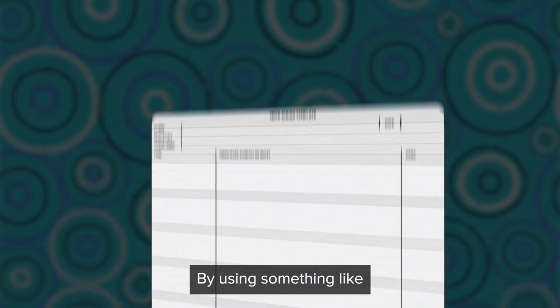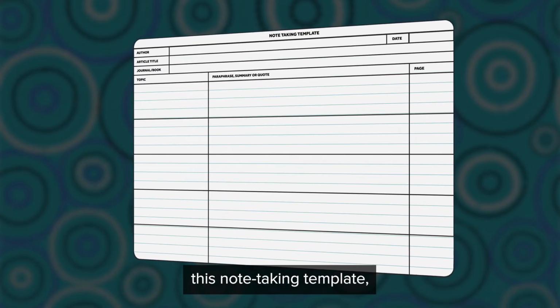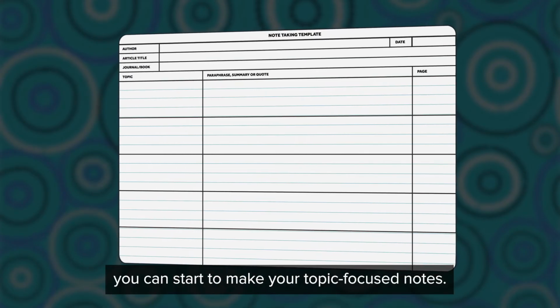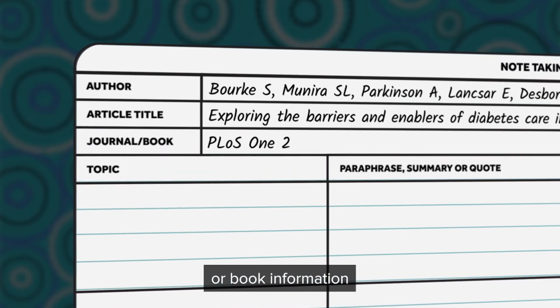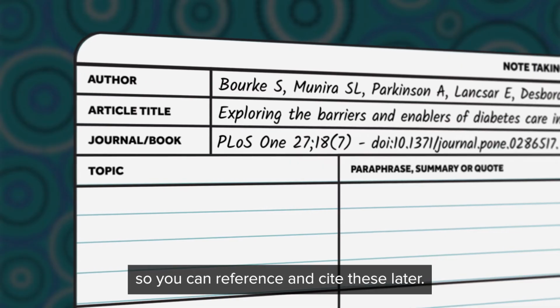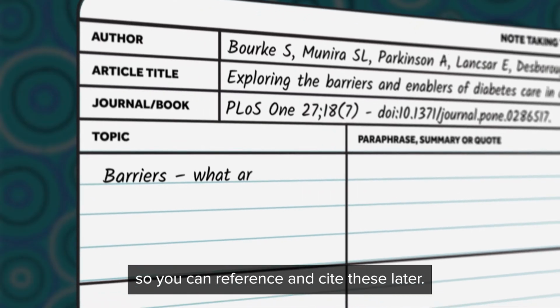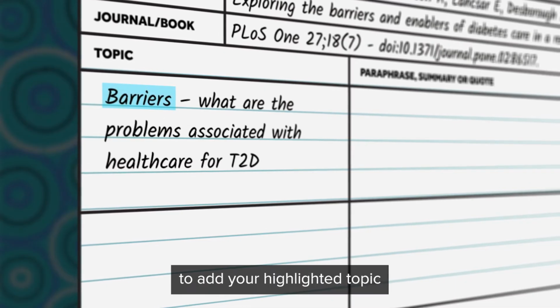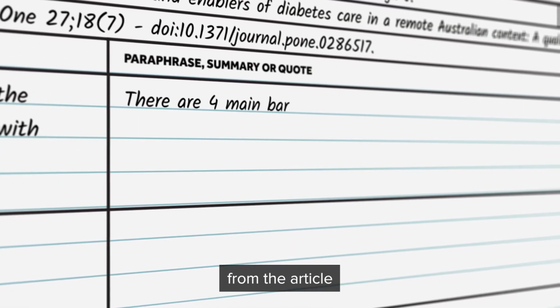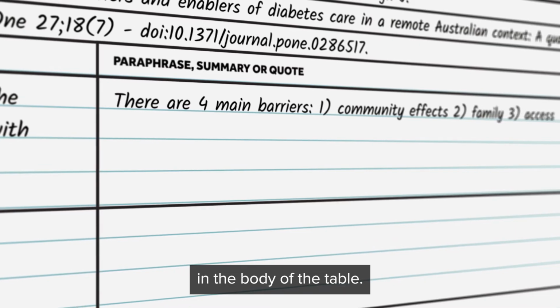By using something like this note-taking template, you can start to make your topic-focused notes. You will need to add the journal or book information in the sections at the top, so you can reference and cite these later. You can use the left column to add your highlighted topics and then start to make notes from the article in the body of the table.